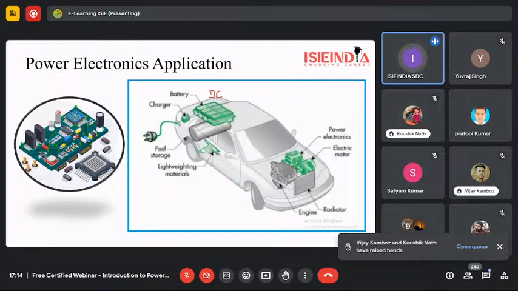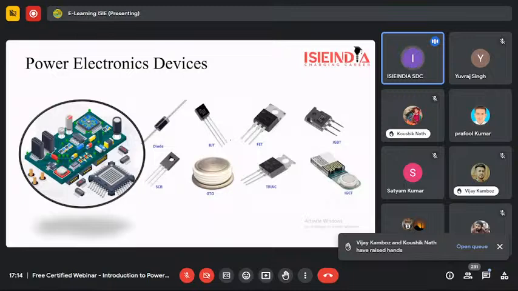So these are a few of the power converters which are being used in electric vehicles. Now, here on the screen you can see the power electronic devices. These are the devices, and you can see the symbols. The first one is a diode, and then the BJT, FET, IGBT, SCR, GTO, TRIAC, and IGC. So these are the different power electronic devices.